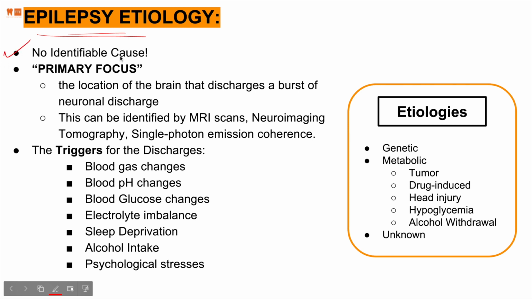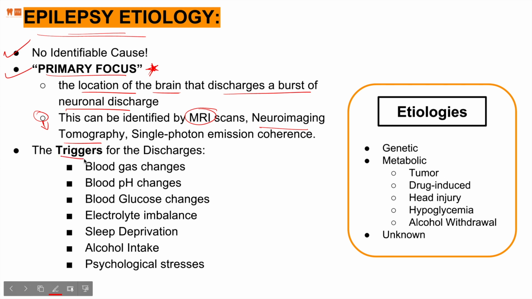First of all, no identifiable cause. The primary focus is basically the location of the brain that discharges a burst of neuronal discharge, and that's where epilepsy kind of begins. This can be identified by MRI scans or neuroimaging tomography or single photon emission coherence. Now, is this important? Not so much, right? Not important for our sakes, but it's good to know that we can scan the brain in multiple different technologies to understand that there could be a primary focus location that can trigger the epileptic episode.